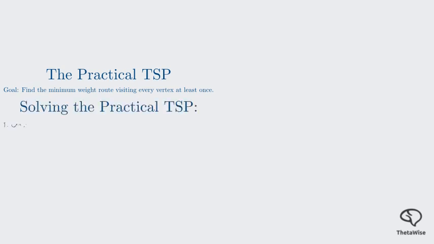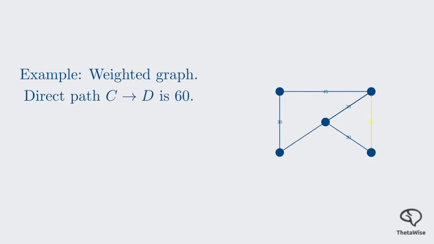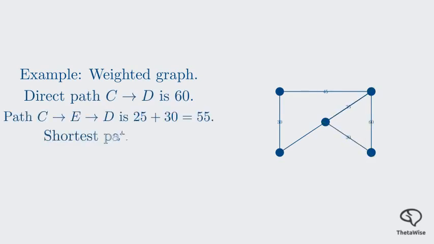The solution involves a two-step process. First, we transform our practical graph into a classical one. Second, we solve the classical problem using the methods we just learned, like the nearest neighbor and deleted vertex algorithms. Let's consider this example. The direct path from C to D has a weight of 60. But if we go via E, the path is C to E to D, with a total weight of 25 plus 30, which is 55. Clearly, the indirect route is faster.